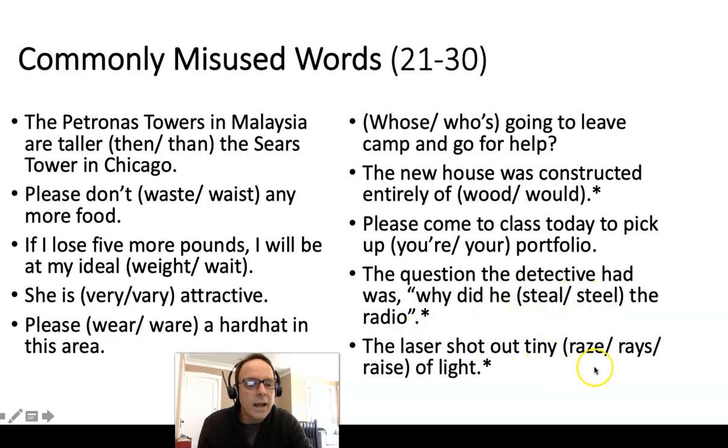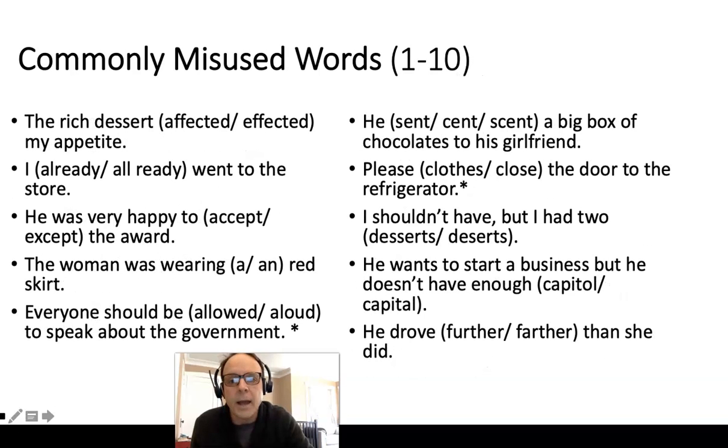The laser shot out tiny rays of light. Raze is like to level, to completely level a building, for example. Or rays are these things that shoot out, so that's the one we want to choose. And then finally, raise is, obviously lifting something. So the second one is our best choice. And that is all that I have for this one.